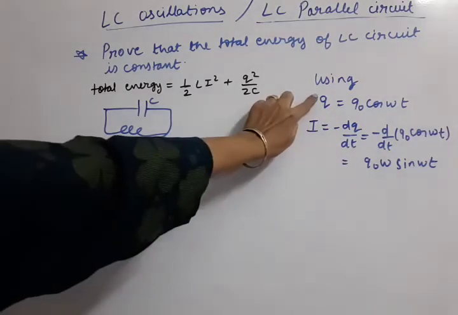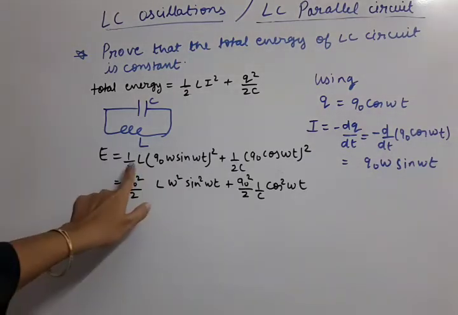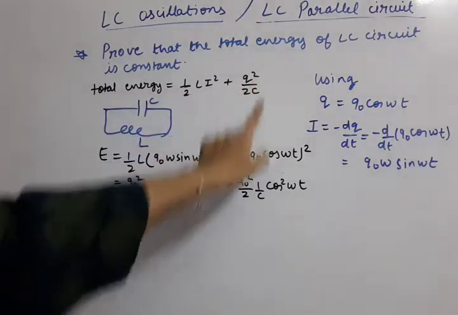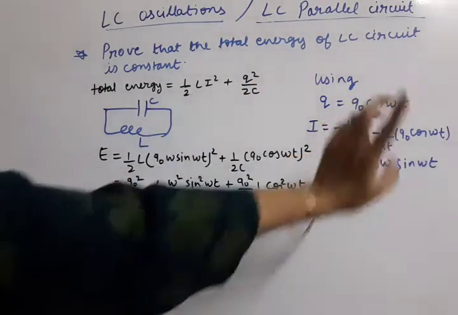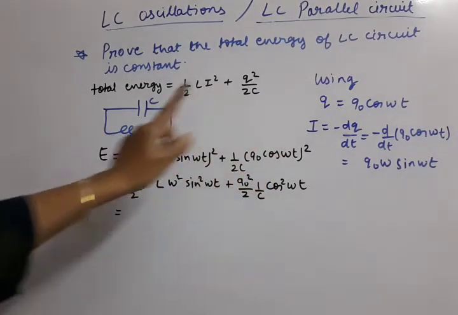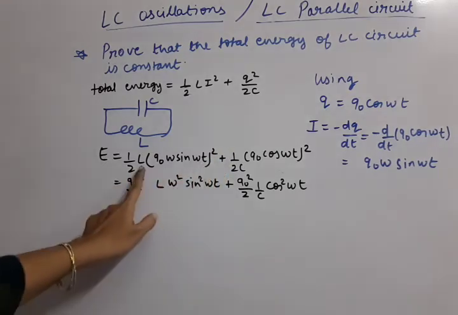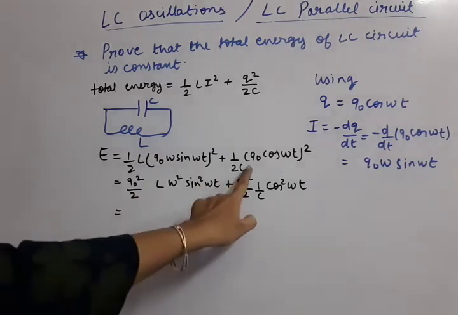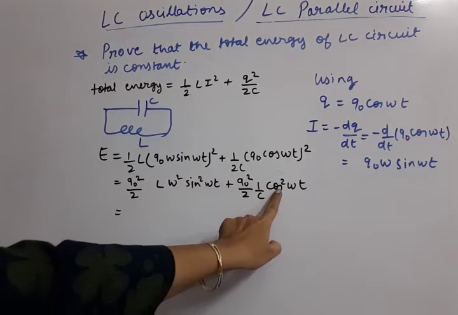Now the q and I equations we will put here. Half of L I square plus 1 by 2C q equation square. The I equation is here, the q equation is here. Now let us do the squaring. So q0 square will come from both sides, q0 square by 2 is also in both the equations. Here L alone, omega square, sin square. Here C alone, q0 square by 2 separate, cos square theta.